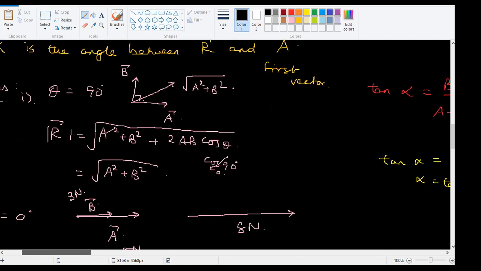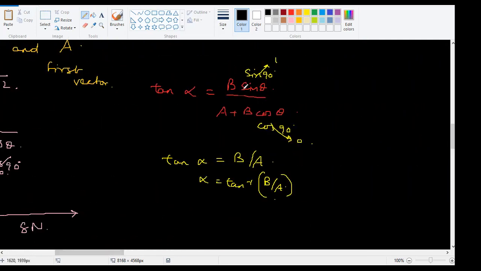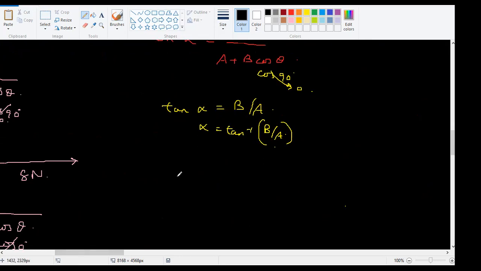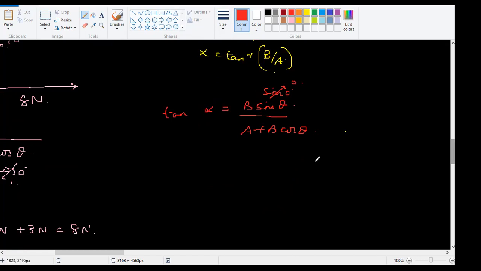So the next case will be theta is equal to 0. So substitute theta is equal to 0 here. Tan alpha is equal to b sin theta divided by a plus b cos theta. Sin 0 becomes 0. So that means this entire thing will become 0. So tan alpha is equal to 0. So which angle gives you 0 in tan?